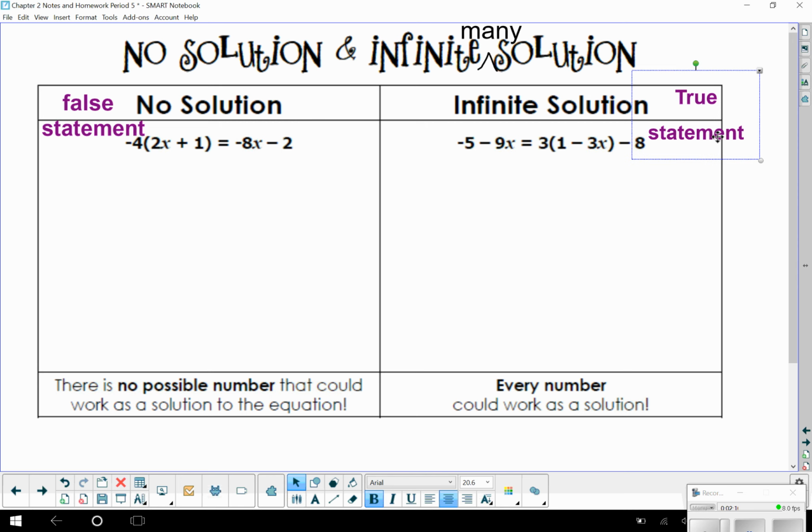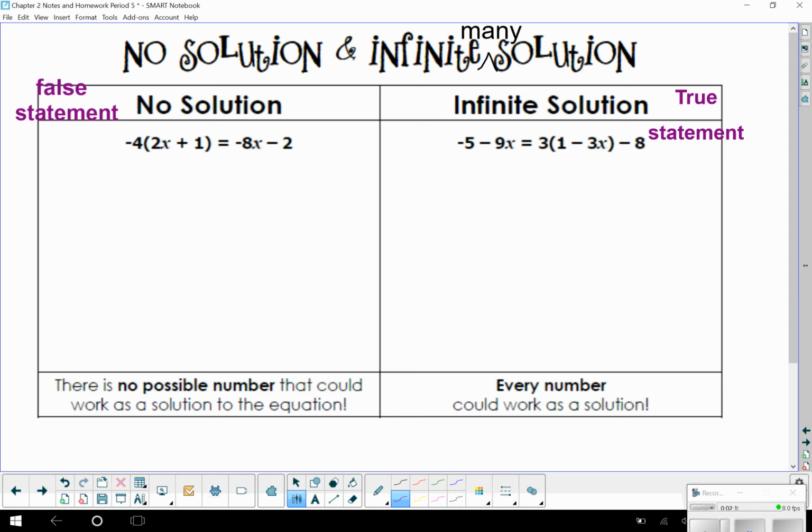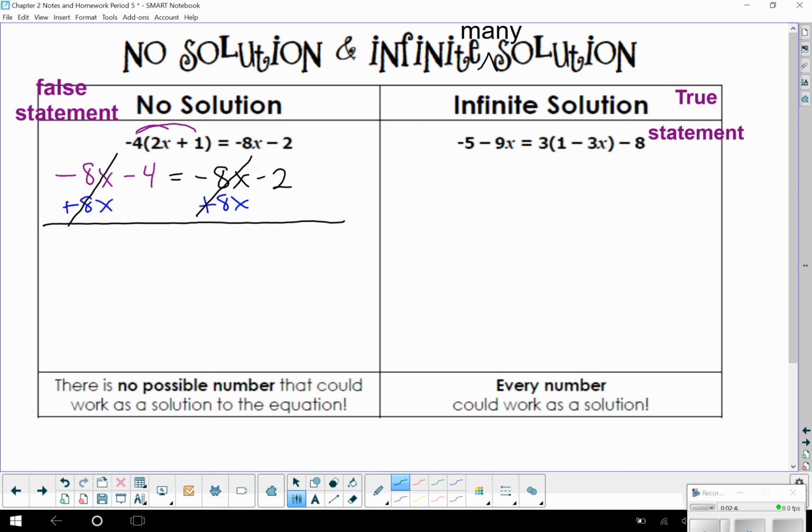All right. So if that's the case, let's look at the no solution. You need to make sure you remember that we have to distribute the -4. So we're going to get -8x minus 4 equals -8x minus 2. And I keep telling you guys, you need to make sure that the variable is on the left. So we're going to add our 8x here, add the 8x there. Those cancel. This cancels, and we get -4 equals -2.